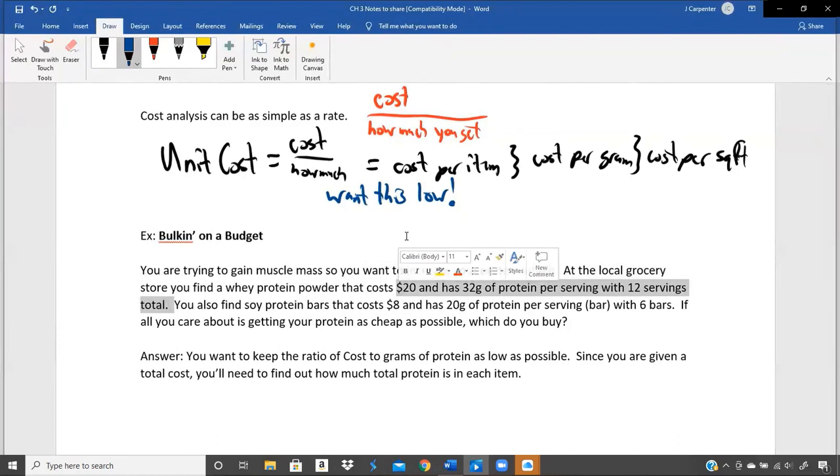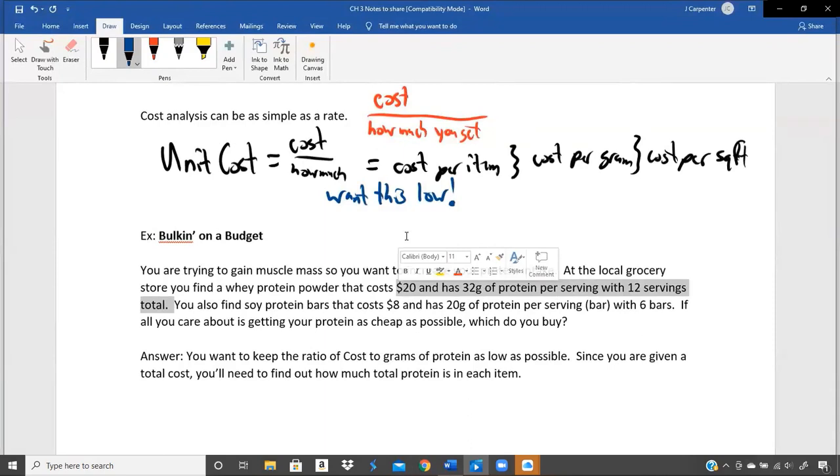Let's pretend that we're in Alaska or Oregon, or there's 3 other states, but that's not the point of this problem. So we're in Alaska. Yay, Alaska. So $20 gets you your protein, and in that protein you get 32 grams of protein per serving. So there'll be scoops. You do 2 scoops and that's 32 grams of protein. And there's 12 servings in that container.